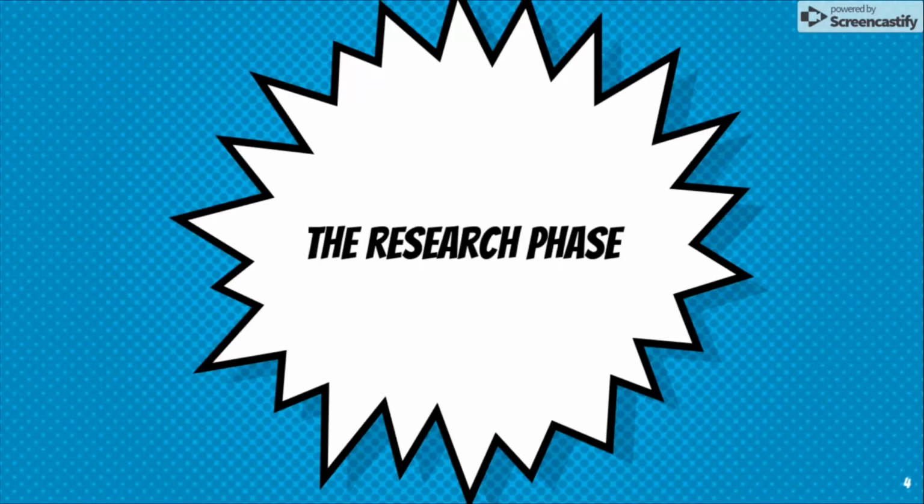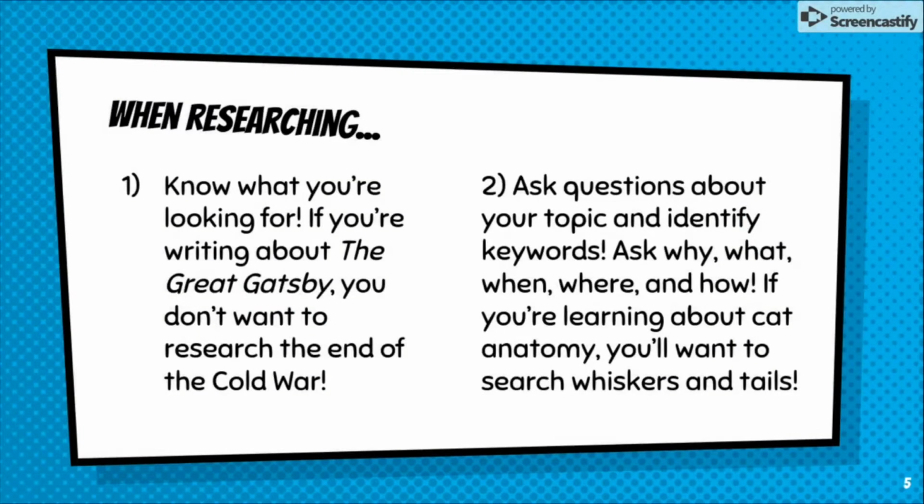Okay, guys, so first you have to start with the research phase. When researching, you want to know what you're looking for. You want to know specifically what you're going to write about, and then you're going to look for that. Then once you know what you're looking for, you have to ask questions about your topic and identify exactly what you're looking for in the text.